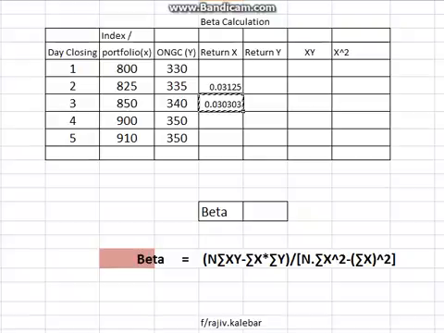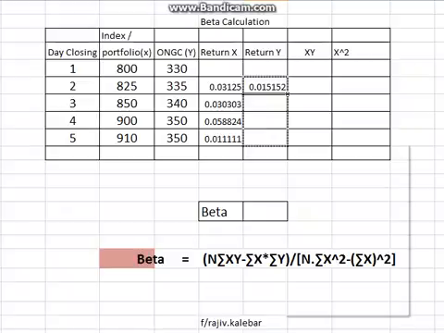If I use the same method, I get the returns of the portfolio. Similarly, when I calculate the returns of the stock: today's closing price minus previous day's closing price, whole divided by previous day's closing price, you get the returns. I'm going to drag the same. Right?